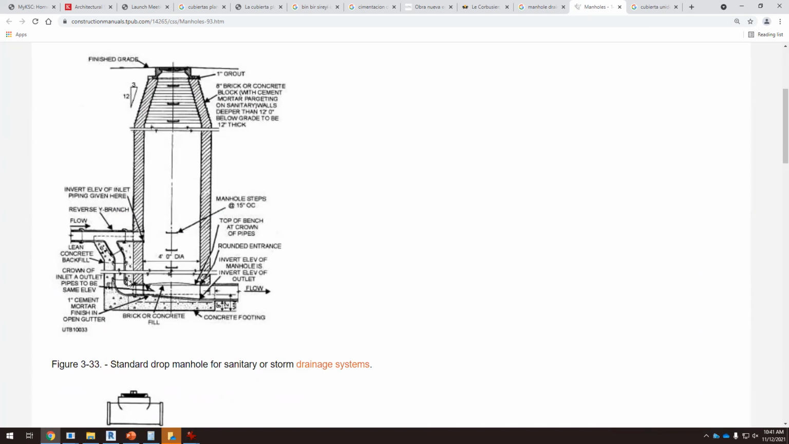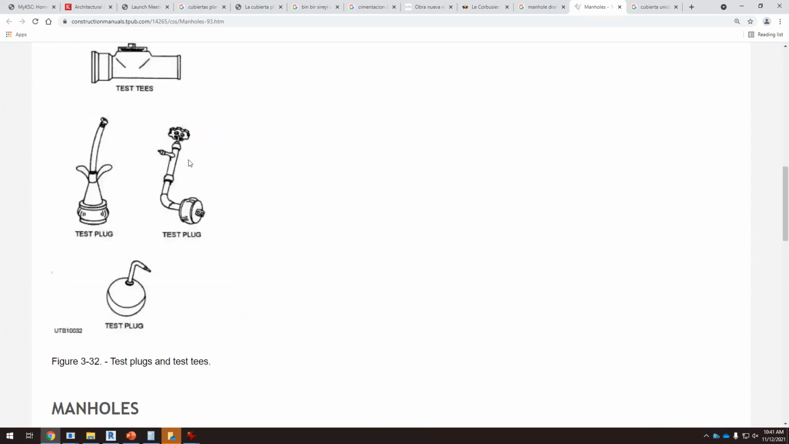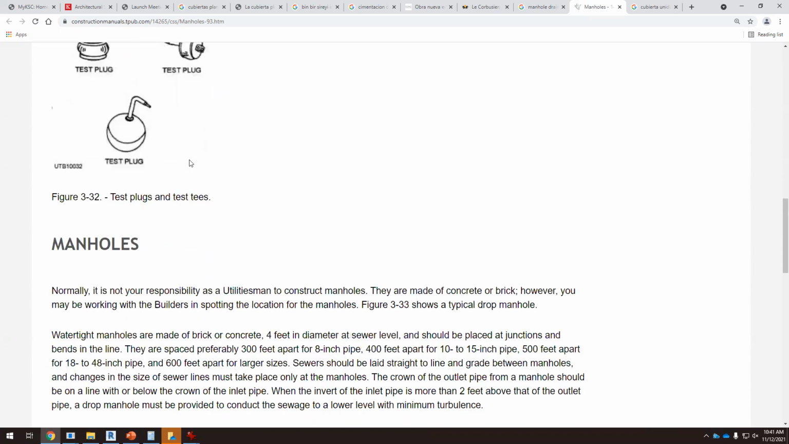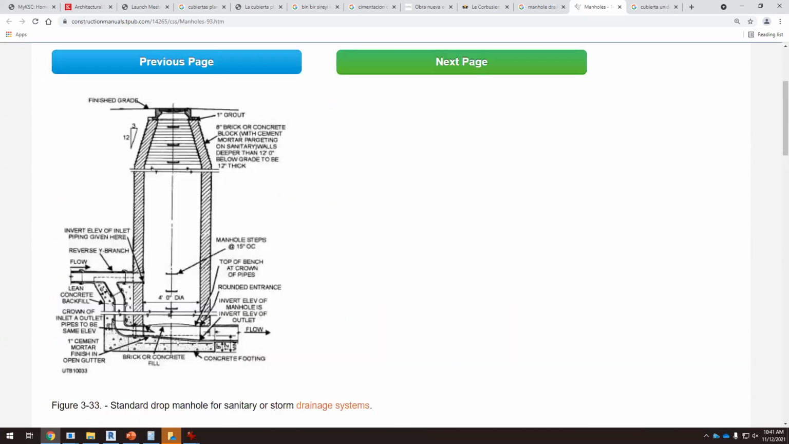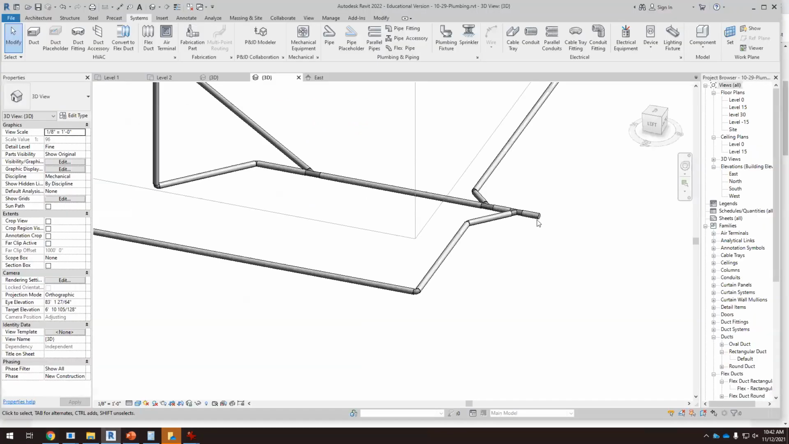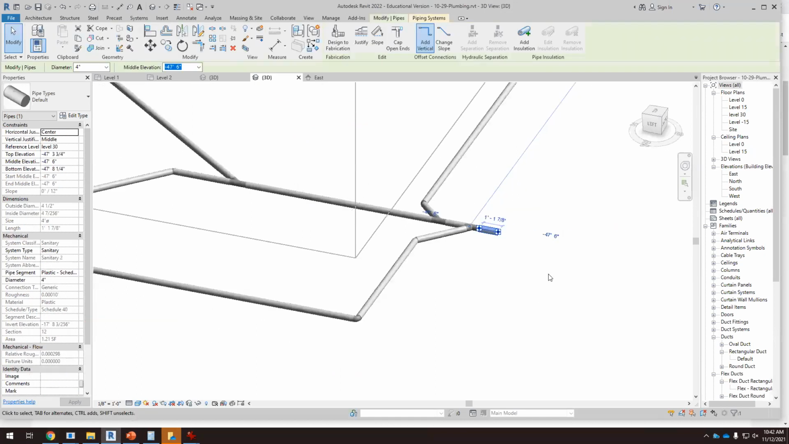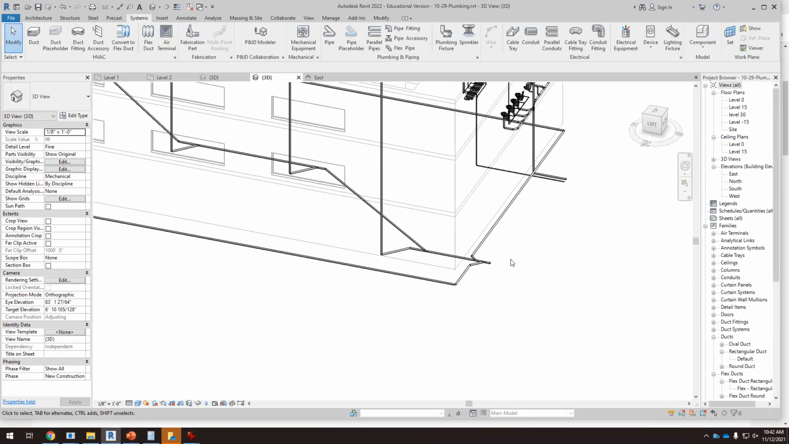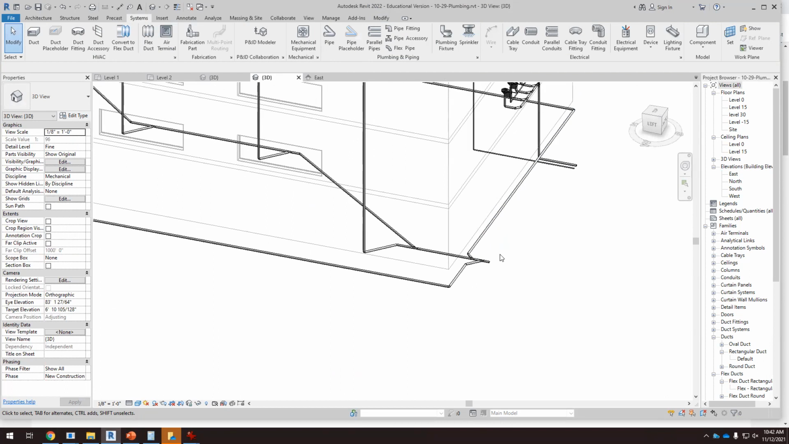Okay, but usually when we connect something that comes from the building to the city system, before doing that, we always need this manhole. And I'm sure you could find nice Revit families with manholes like this. We're not going to do it, but it has to be there. Okay. So here, before connecting this to the city system, we go to the street. We need a manhole, and then we can connect the building and the city.